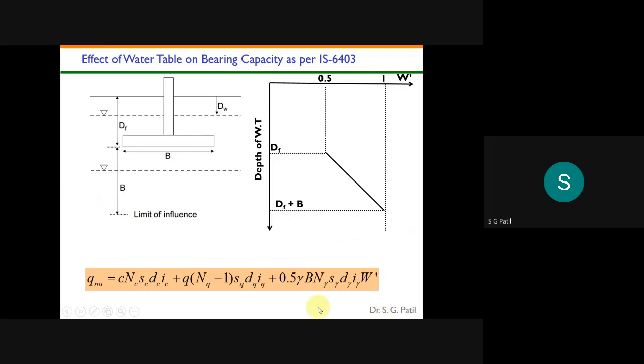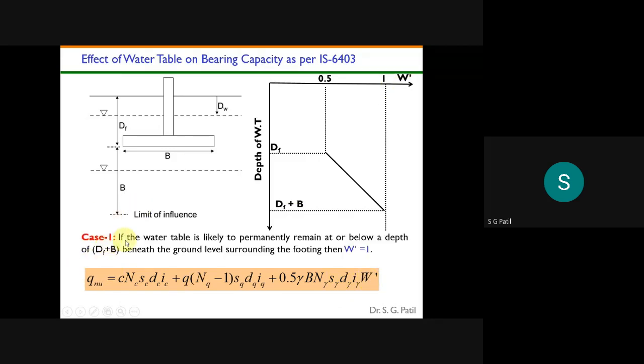And depending on the position of your water table, you have to consider your W dash here. So let us start with case number 1. What is case number 1 here? If the water table is likely to permanently remain at or below a depth equal to Df plus B beneath the ground level surrounding the footing, then in that case W dash will be 1.